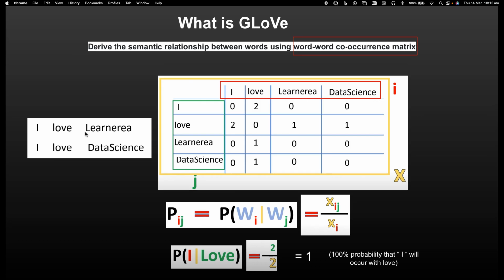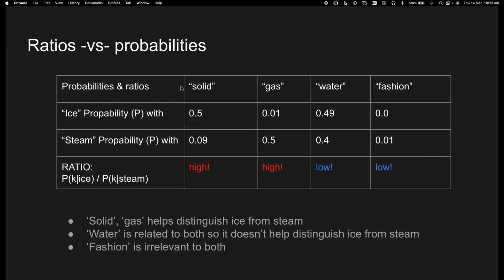So let's see some solid examples. This is an example that I found in the research paper. The probability of ice being with solid is 0.5, which is like 50%. The probability of ice in relation to gas is very small. The probability of ice with respect to water is somewhat neutral, like 50%. The probability of ice with respect to fashion, which doesn't make any sense at all, is basically 0. The same goes for steam. Using this, we can come to a ratio matrix, which looks something like this.